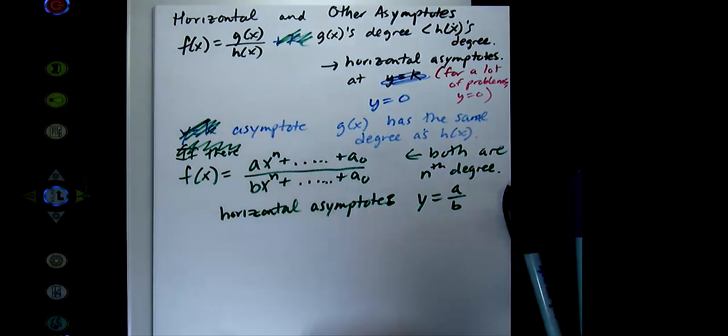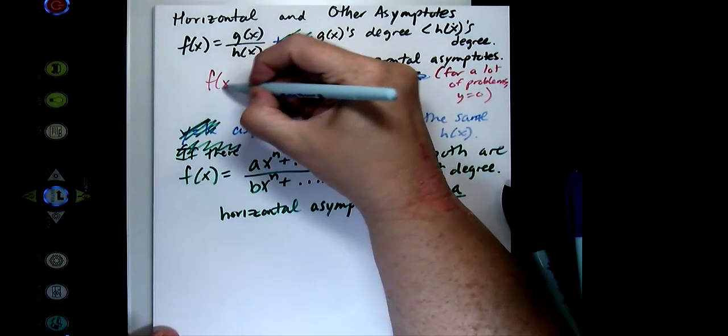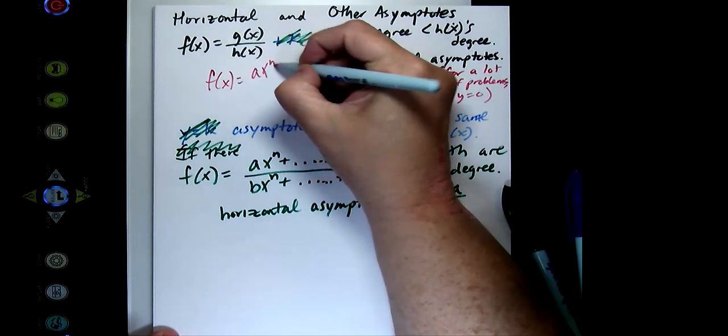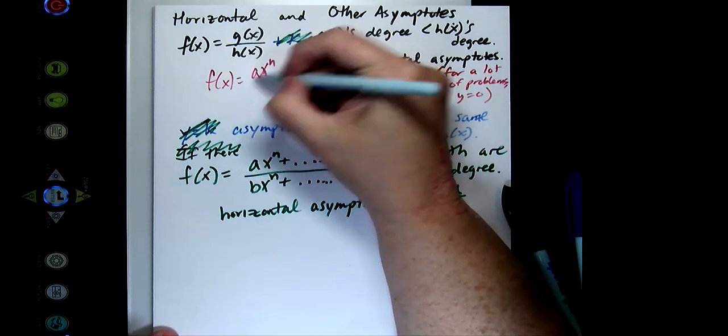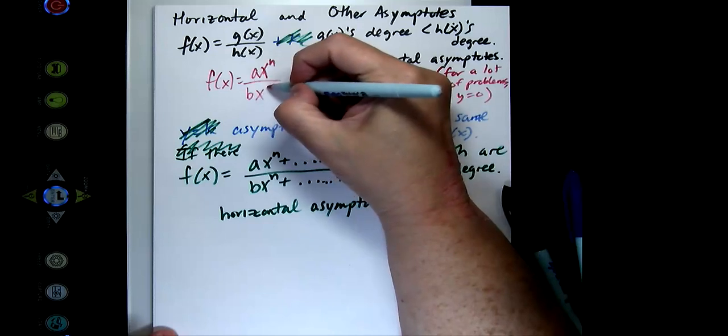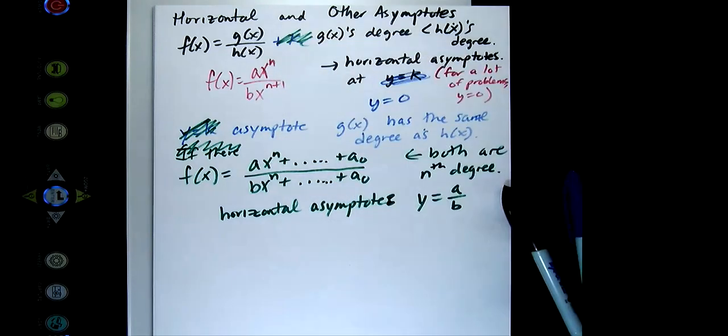So this would be like ax to the n and bx to the n plus one. The bottom has a bigger exponent than the top.